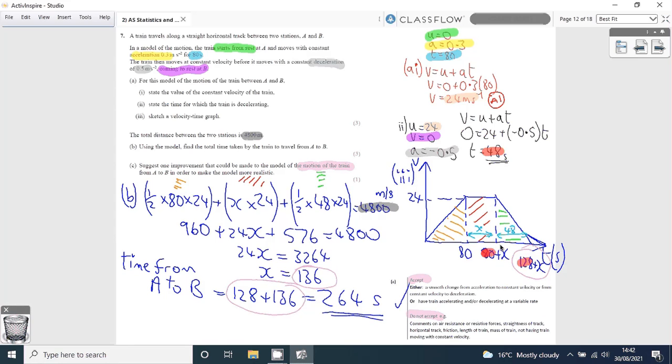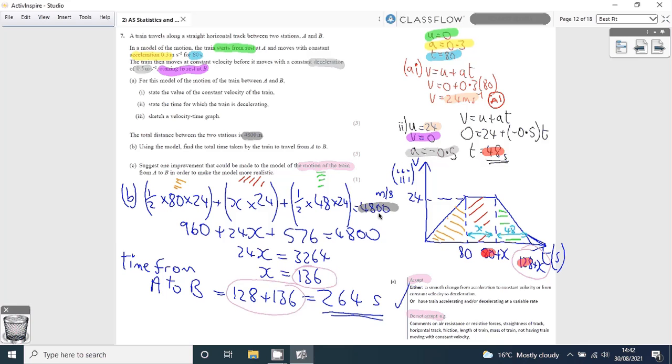And then finally I've got a period of 48 seconds. So from 80 plus x, another 48 will take me to 128 plus x, by which time my velocity becomes 0. So those are the key numbers for part A. And then for part B, the area under the graph is the distance travelled, which is 4,800 meters.